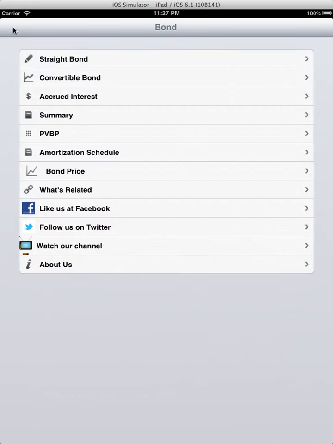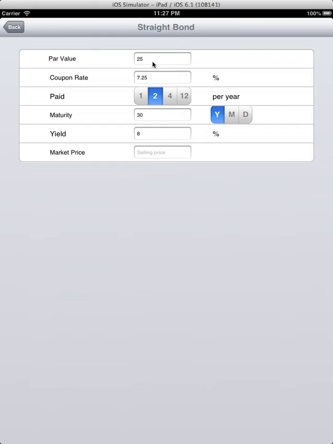The main menu: straight bond, convertible bond, accrued interest, summary, price value of basis point, amortization schedule, bond price, what's related, and our social media sites as well as our channel. Straight bond price, so we enter the par value, coupon rate, coupon paid frequency, how many times the coupon is paid per year, maturity year, month and date, yield percentage or market value. Either the yield or market price, one of these items needs to be specified.